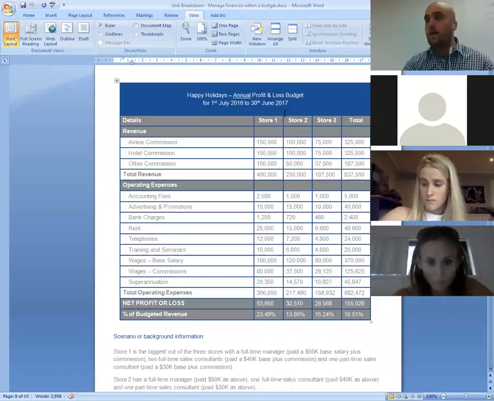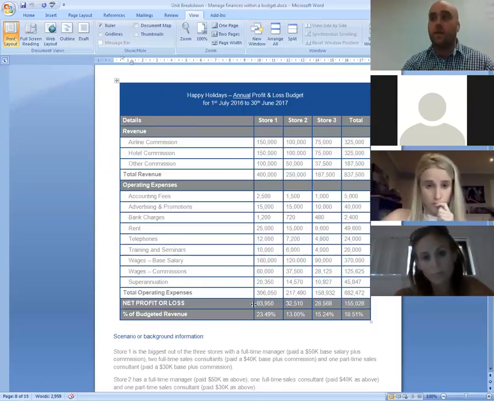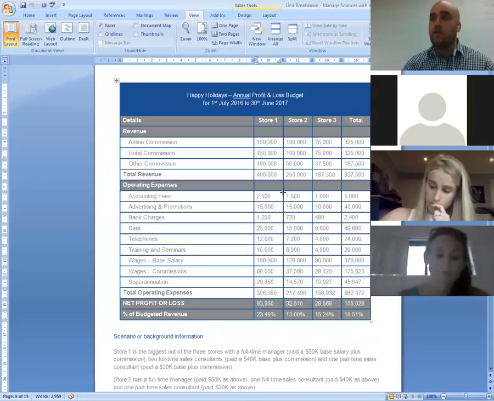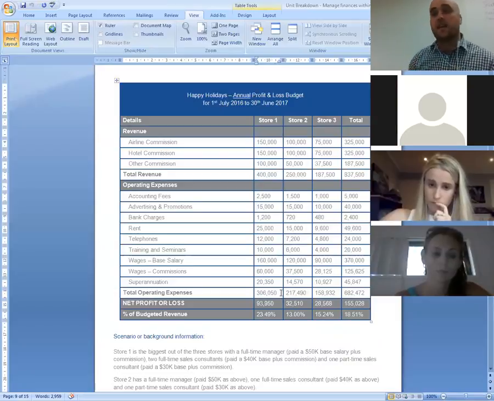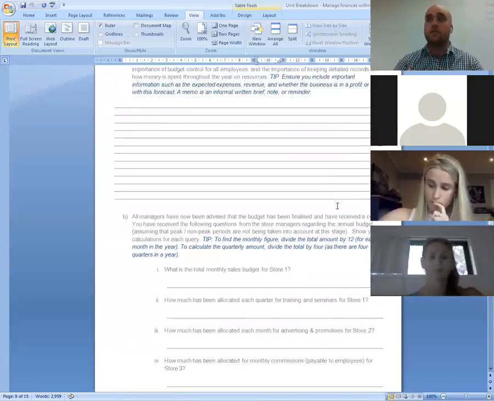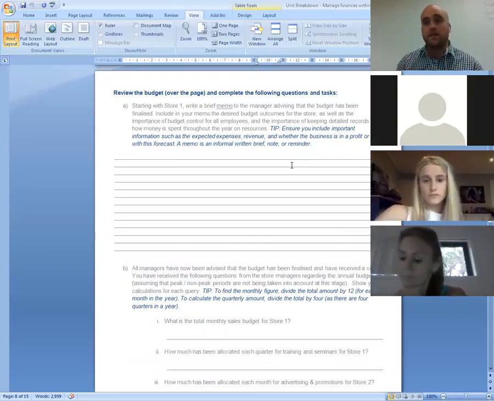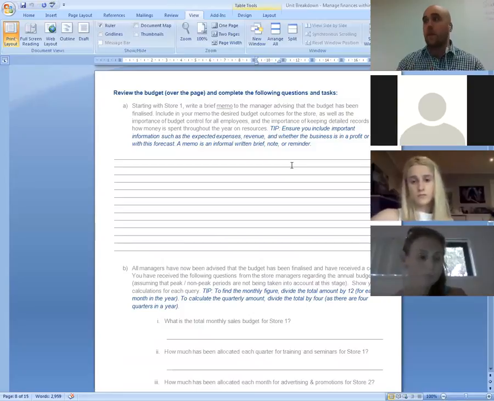So for store 1, the key figures that we're really looking for are probably the net profit and loss, the percentage of budgeted revenue. You might go into the total revenue and the total operating expenses. Those are really going to be the key figures that if you were communicating this to someone, you would really be focusing on. So it doesn't have to be huge because, again, this is a fairly simple memo. So you'd just be going through saying, hey, look, this is our projected net profit and loss. This is our projected revenue.